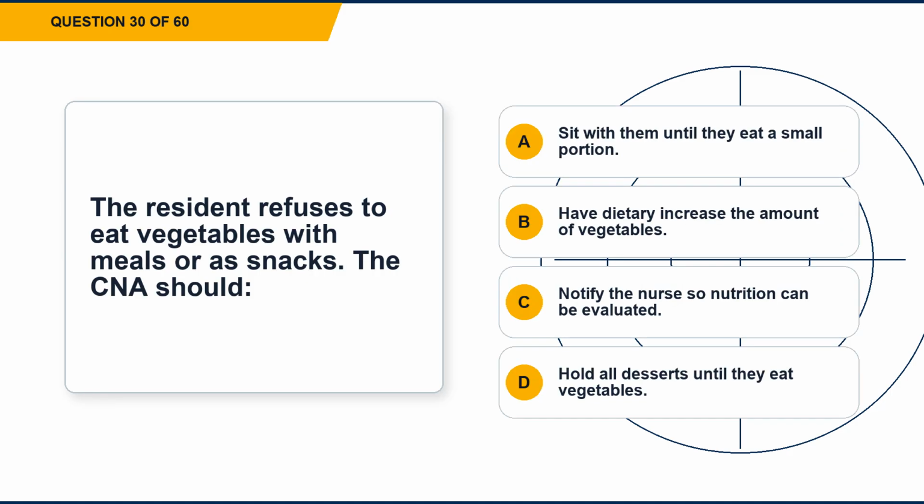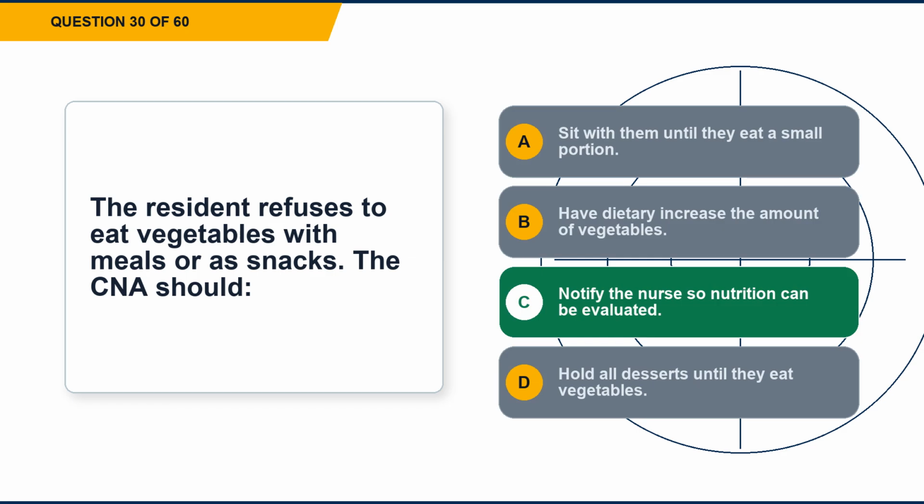Question 30. The resident refuses to eat vegetables with meals or as snacks. The CNA should. Option A. Sit with them until they eat a small portion. Option B. Have dietary increase the amount of vegetables. Option C. Notify the nurse so nutrition can be evaluated. Option D. Hold all desserts until they eat vegetables. The correct answer is option C. Notify the nurse so nutrition can be evaluated. Explanation.